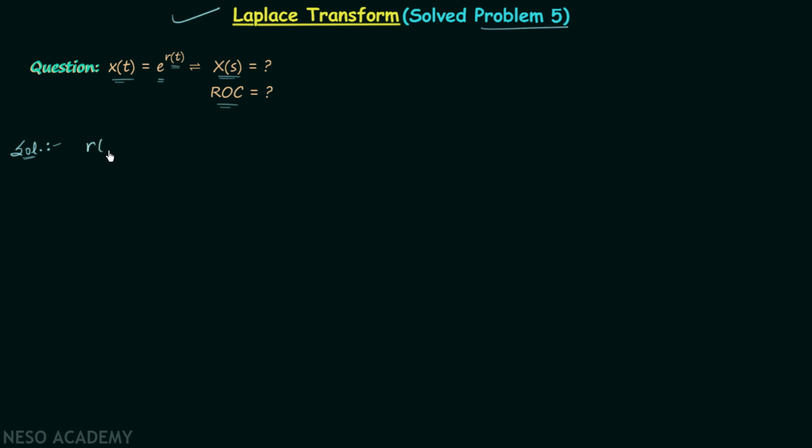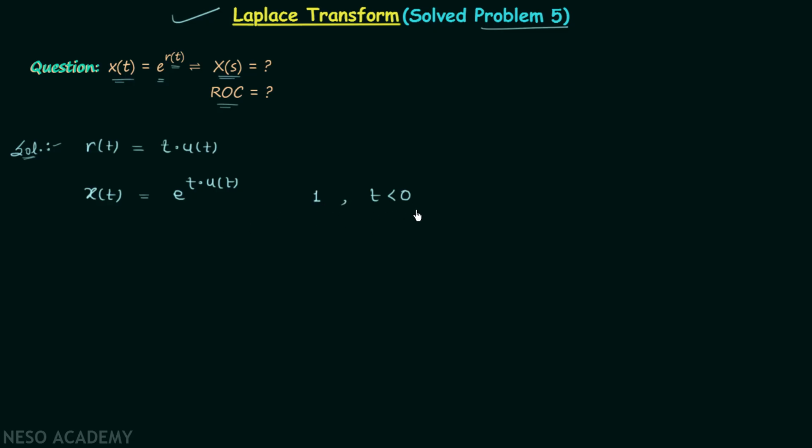We know the unit ramp signal can be written as t multiplied by u(t), where u(t) is the unit step signal. So we can write our time domain signal x(t) equal to e^(t u(t)), and we know u(t) is equal to 0 when t is less than 0. So we will have e^(t multiplied by 0), or we can say e^0, and e^0 is equal to 1.